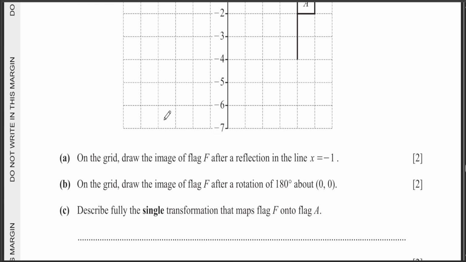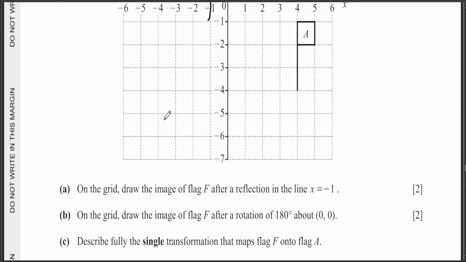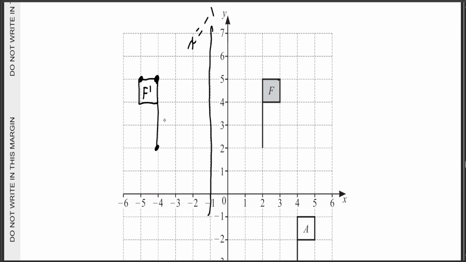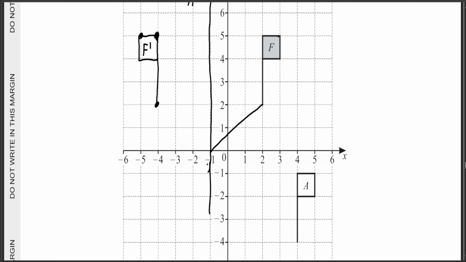Question B, on the grid, draw the image of flag F after rotation of 180 degrees about 0, 0. So if you rotate this one, where your rotation is 180 degrees, let's see. If it's somewhere here, you're going 1, 2, then 1, 2, 3. So one of the points which is here is going to appear here because you went 1, 2 and 1, 2, 3.